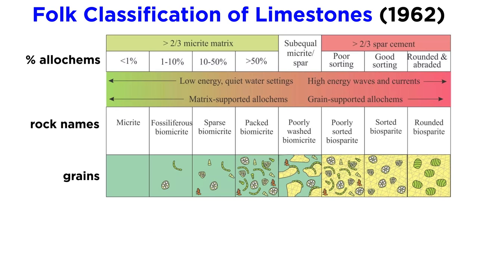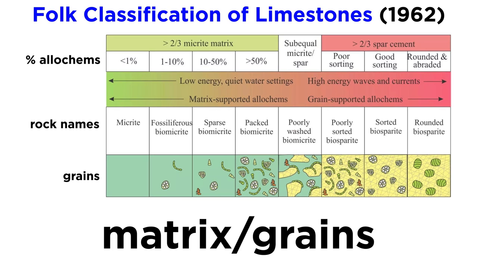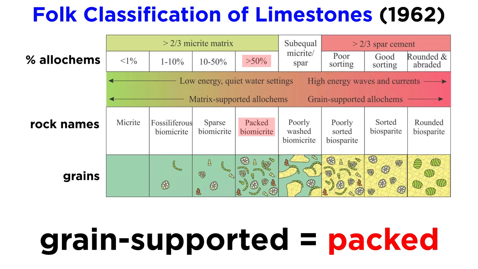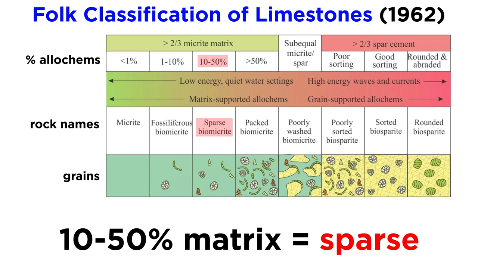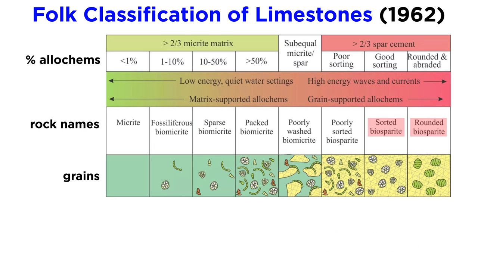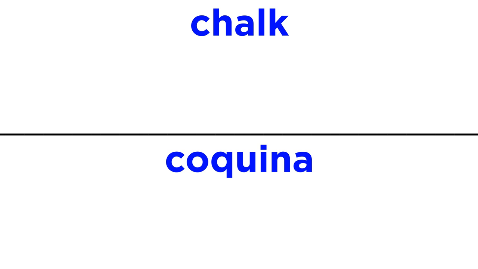Furthermore, additional modifiers can be added to further describe the rock's texture, such as the ratio of matrix to carbonate grains. A carbonate rock that is grain-supported is said to be packed. If it has between 10 and 50% matrix, it is said to be sparse. Other terms, such as sorted and rounded, can also be applied. Carbonate rocks are sometimes given informal names, such as chalk or coquina.